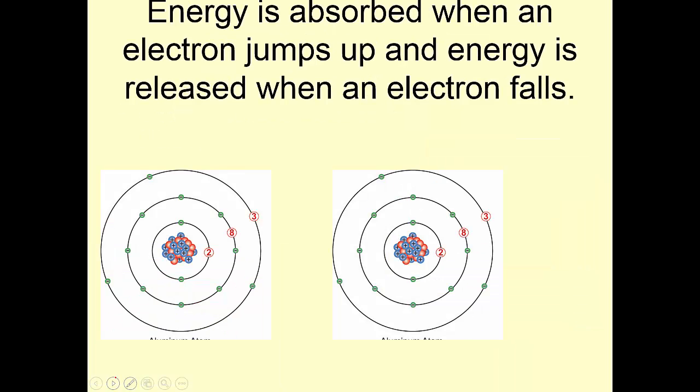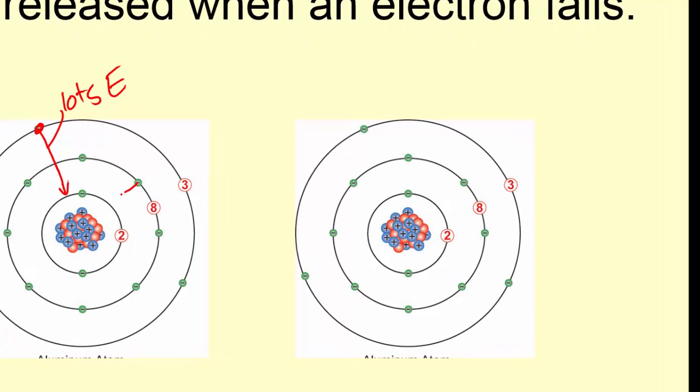So to draw that a little bit better, if I have an electron right here and it falls down to here, we'll call this lots of energy. And if this one falls from here down to here, we'll call this little energy. And lots of energy would have a shorter wavelength.